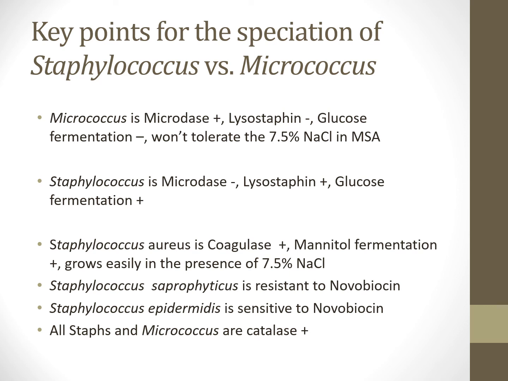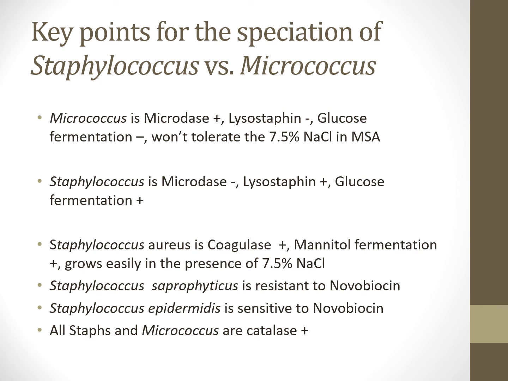If we want to further name our organism down to the species level, we could do a coagulase or mannitol fermentation. And Staphylococcus aureus is coag positive and mannitol fermentation positive. It grows very easily in the presence of 7.5% sodium chloride, and it's actually going to be yellow because it ferments mannitol on that plate. Staph saprophyticus is resistant to novobiocin, and Staphylococcus epidermidis is sensitive to novobiocin.